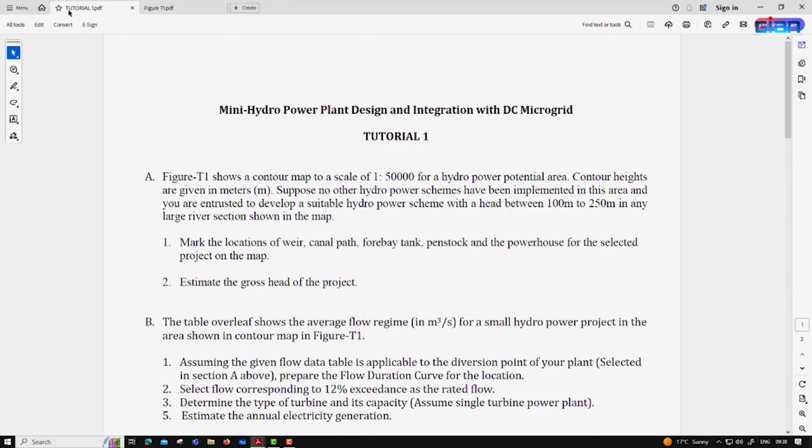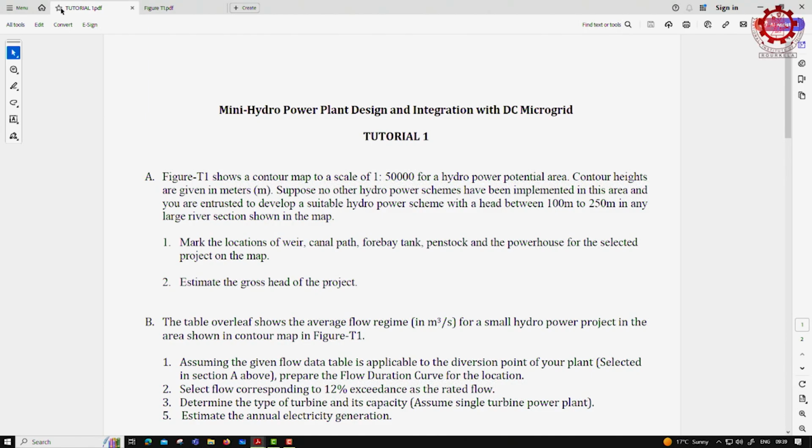The tutorial says figure T1 shows a contour map to scale of 1 to 50,000 for a hydropower potential area. Contour heights are given in meters. Suppose no other hydropower schemes have been implemented in this area, and you are entrusted to develop a suitable hydropower scheme with a head between 100 meters to 250 meters in any river section shown in the map. Mark the location of the weir, that is the diversion point, canal path, forebay tank, penstock and the powerhouse for the selected project on the map. Estimate the gross head of the project, that is part A.